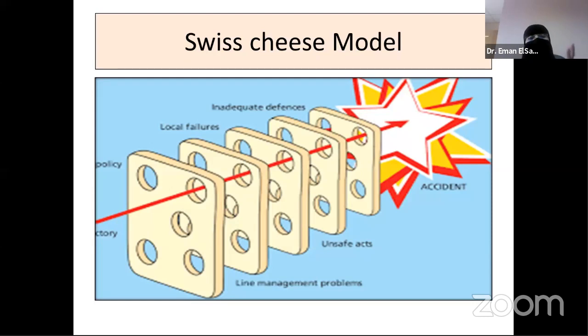procedure in the hospital: protocols, systems, computerized physician orders for everything, an adequate system, line management. You see the figure here on the screen. This is the Swiss cheese model. These are safeguards for every procedure to decrease the errors.